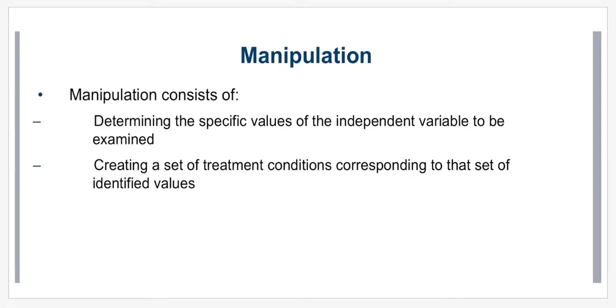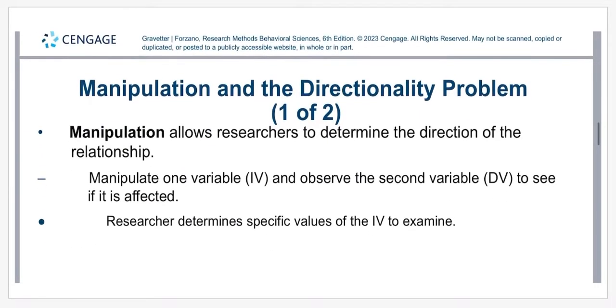So manipulation consists of determining the value of the independent variable. So, if we're going to do high, medium, and low of something, or we're going to have, the example we used in the other video, a non-violent video game group and a violent video game group. Whatever we're going to do, you've got to decide what values, what levels, what conditions you want to study, and then you create those treatment conditions that correspond to that. You create those groups so that you can compare them later, right?